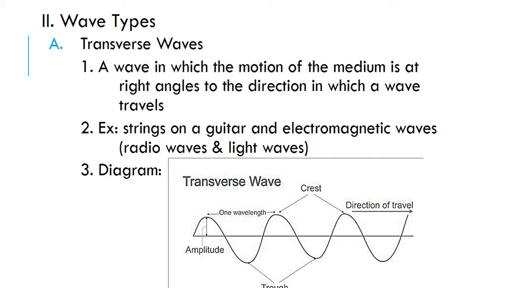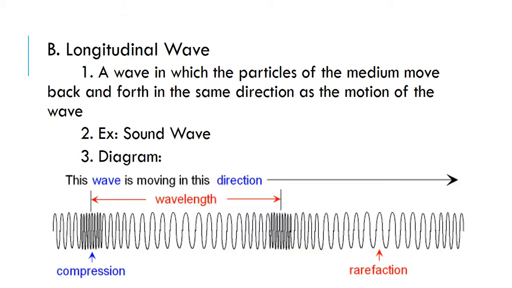An example of this would be a string on a guitar or electromagnetic waves. The string moves back and forth, and the wave moves towards the listener. With electromagnetic waves, the stuff it's going through moves back and forth, but the wave moves towards the viewer. This is a diagram of that. The medium is moving up and down while the wave is moving to the right.